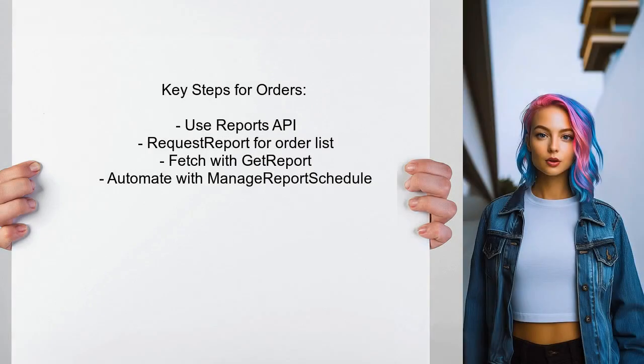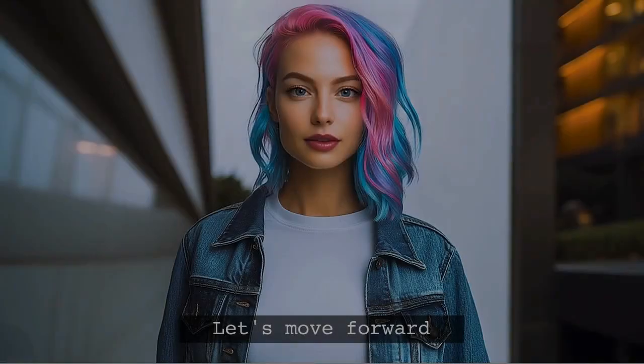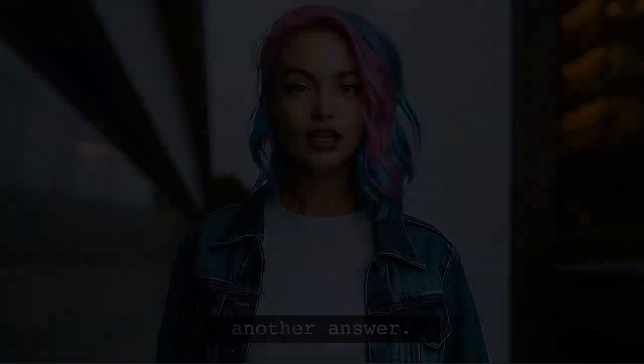For displaying orders, focus on the Reports API. Use the Request Report function to request a list of orders and then fetch them using GetReport. You may also want to use Manage Report Schedule to automate report creation. Let's move forward and look at another answer.